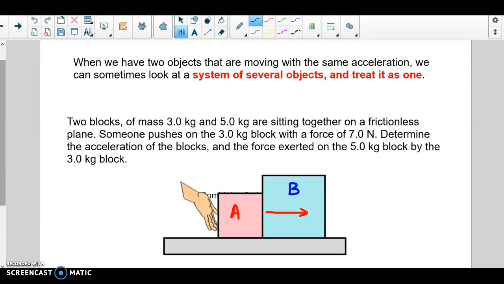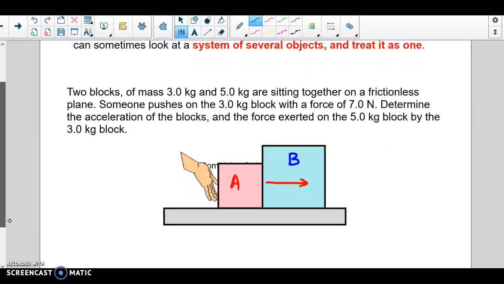So in this example, we have two blocks. One has a mass of 3 kilograms, one has a mass of 5 kilograms. They're sitting together on a frictionless plane. You're going to notice a lot of frictionless planes before we talk about friction. Very soon we will have a friction relationship and we'll use it in problems, but for now we're going to ignore friction. Someone pushes on the 3 kilogram block with a force of 7 newtons. Determine the acceleration of the blocks and the force exerted on the 5 kilogram block by the 3 kilogram block.